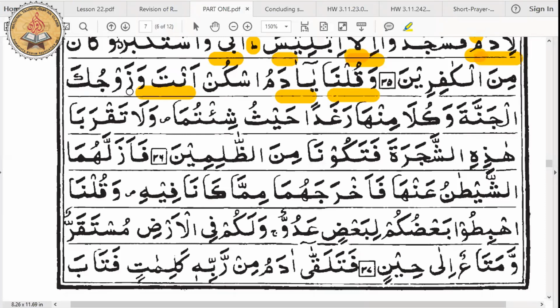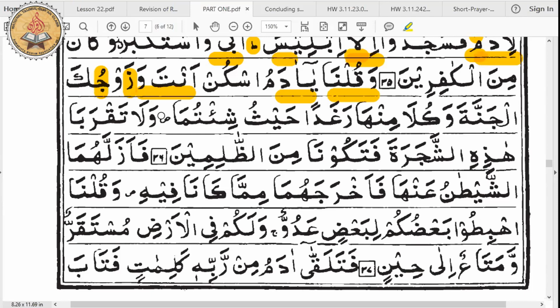Which letter is this one? Yeah, well done. So how we read it? Well done. Which letter it is? Yeah. So it is ka. So it is Wazaujuka.